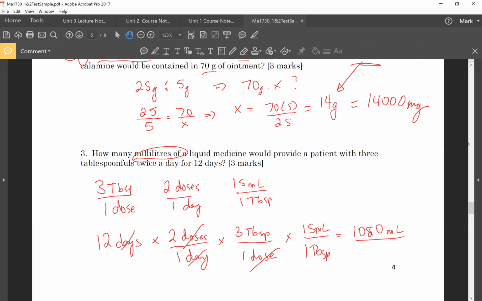I feel like that's a lot. From my experience, when I was a kid and I'd be taking liquid medicine, it'd just be 1 tablespoon. So this person's taking a lot, about a liter over 12 days.